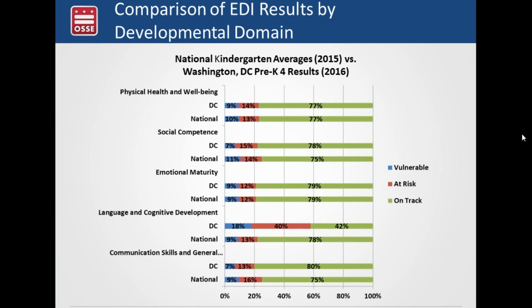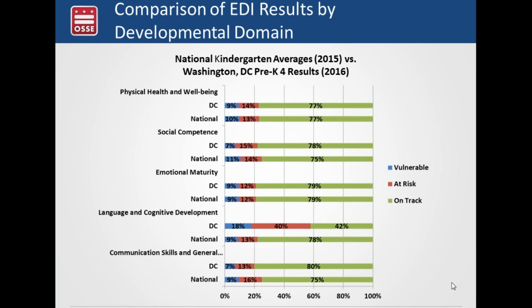The one that kind of jumps out here is the language and cognitive developmental domain, where you see that DC has a smaller percent of children who are on track for language and cognitive development. And I think what you'll see in a minute when we drill down to what's under the hood of that, when we look at the subdomains, you'll see that this is largely as a result of the fact that it's a younger population and some of the items really reflect more kindergarten standards. The last one is communication skills and general knowledge.